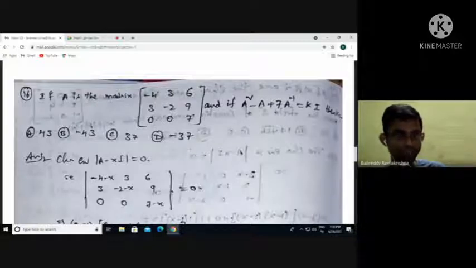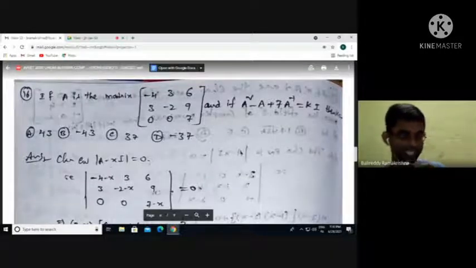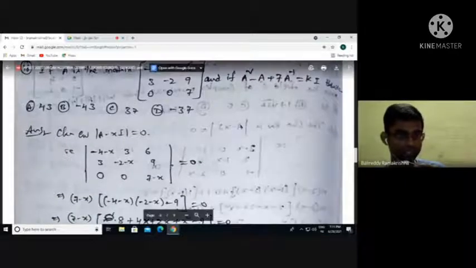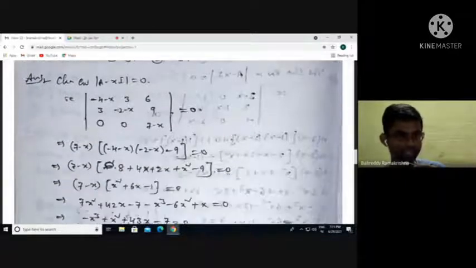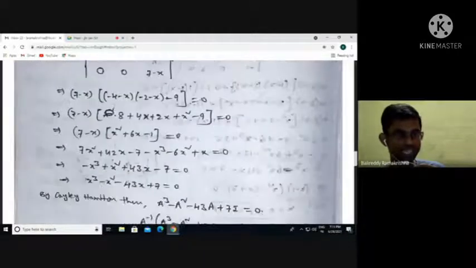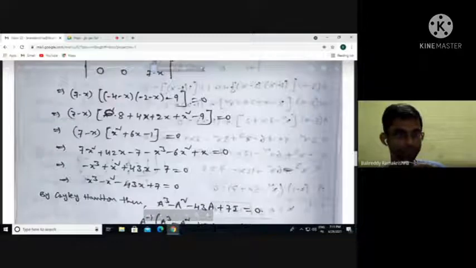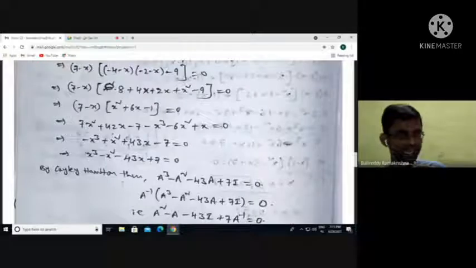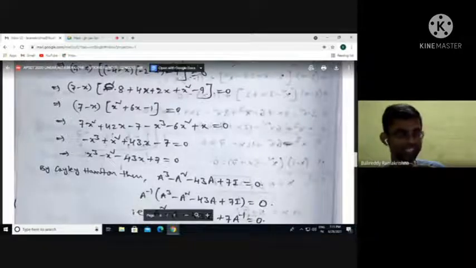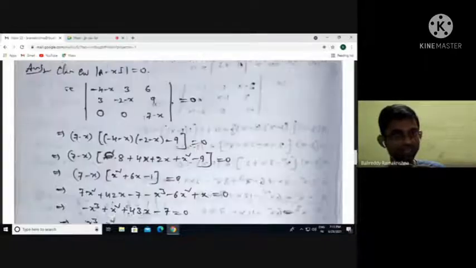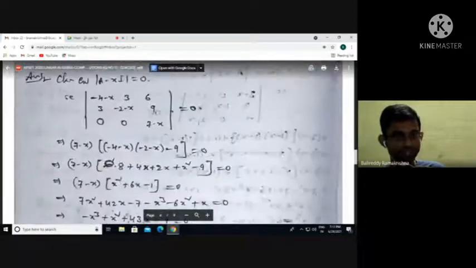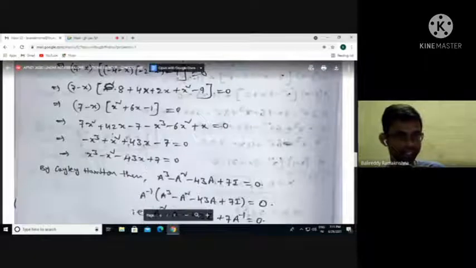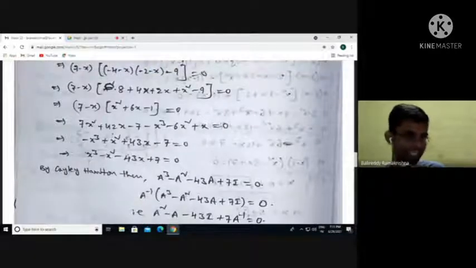Here this is an application of the Cayley-Hamilton theorem. First we have to find the characteristic equation of this 3 by 3 matrix, and it is given by determinant of A minus xI is equal to 0. So we use determinant, simple calculation. On simplification we get the characteristic equation as x cube minus x square minus 43x plus 7 is equal to 0. By the Cayley-Hamilton theorem, every square matrix satisfies its characteristic equation. So A satisfies this equation.